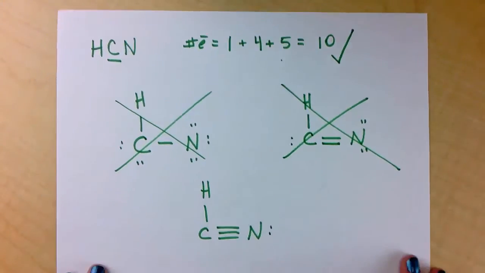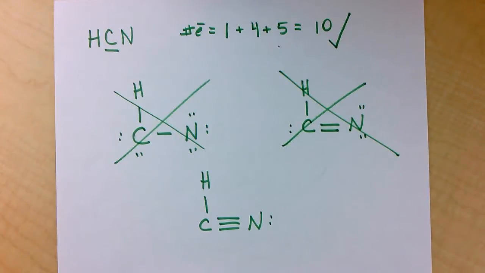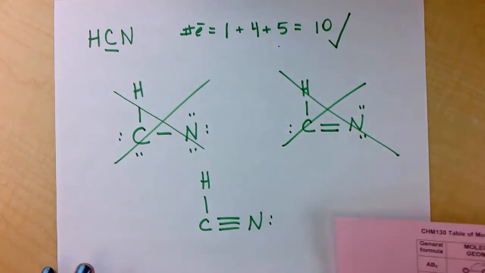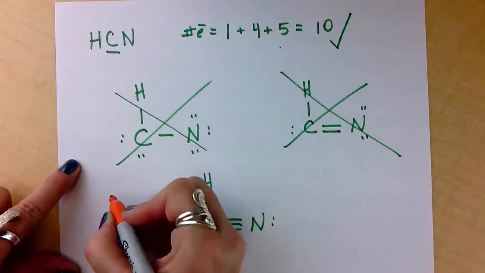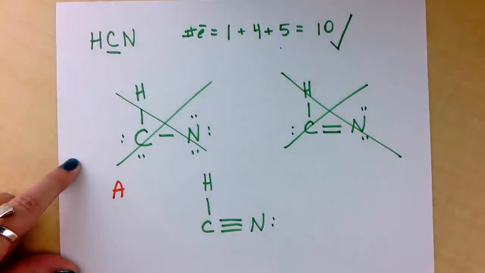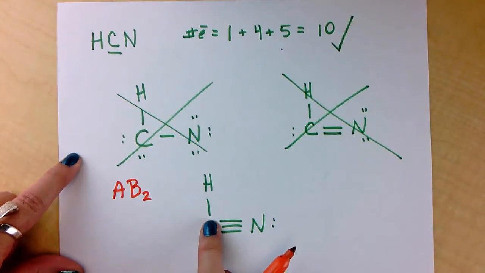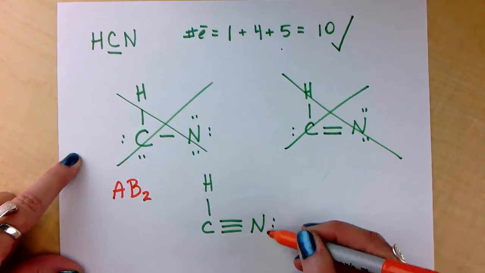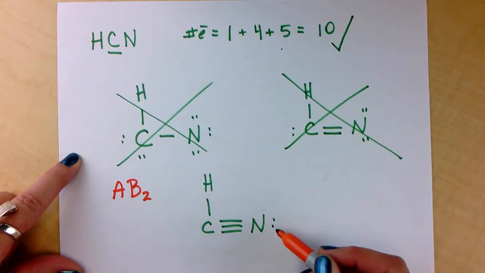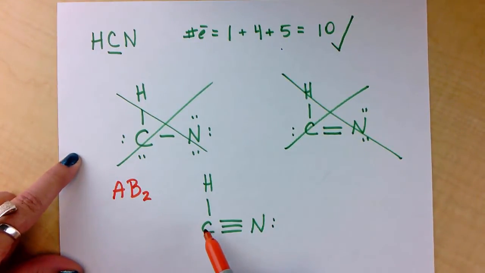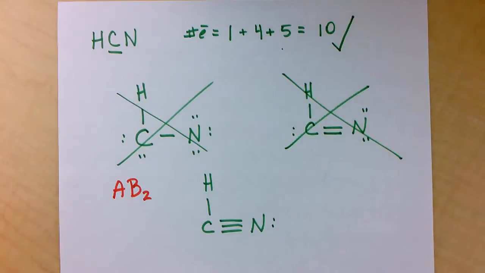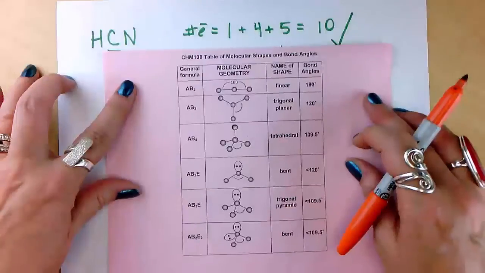Let's look at another example. Earlier, we did the Lewis dot structure for HCN, and this is what we came up with. Let's figure out the shape. We have a center atom, C. We have two atoms connected to C. There are no lone pairs on the center atom C. Again, we don't care about the lone pair on the B atom. We only care about lone pairs on the center atom, and there are not any, so it is AB2. Let's find AB2 in our chart.